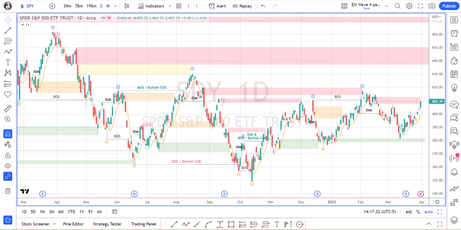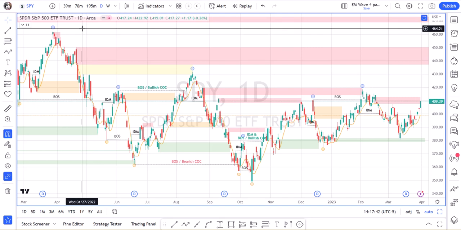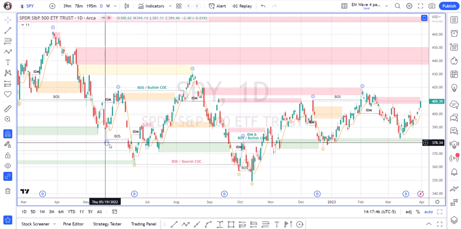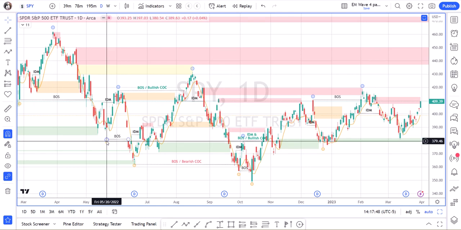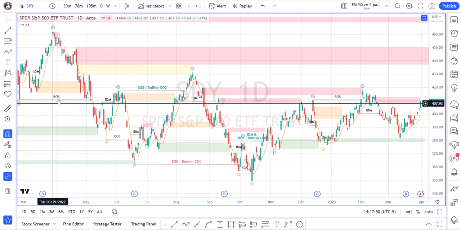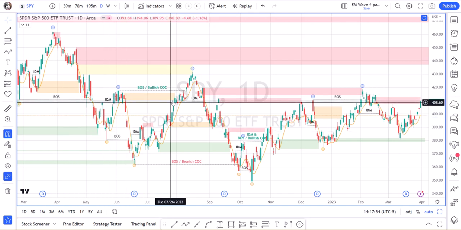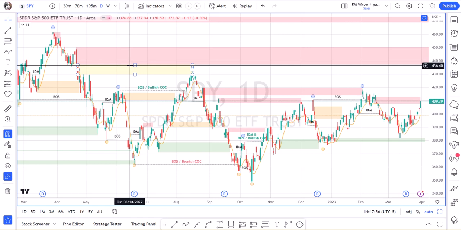As an overview, what you see on your screen here is the SPY Daily. On here, I've marked off several things. I've marked what we call major highs and major lows, noted by the blue dots as a major high and the orange dots as a major low. You'll also see things on here like BOS and IDM. Those are just a little bit beyond the scope of this first video.